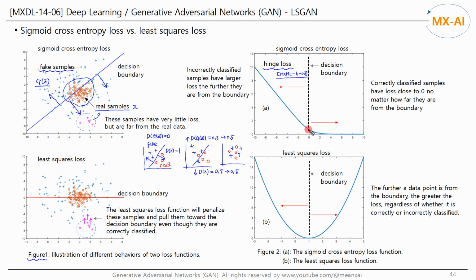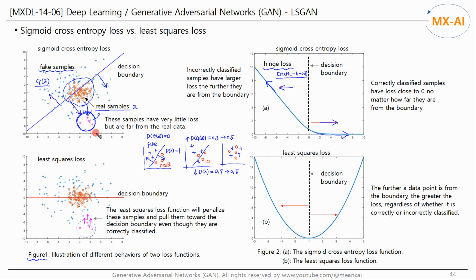This is the decision boundary. Misclassified samples have larger loss the further they are from the boundary, while correctly classified samples have loss close to 0, no matter how far they are from the boundary. These samples have very little loss, but are far from the real data. Since the loss is small, the gradient of the loss vanishes, and the generator is not updated. Since the discriminator believes that these samples come from real data, the generator keeps trying to generate these data points that are far from real data. This is the problem with regular GANs that the authors of the paper pointed out.